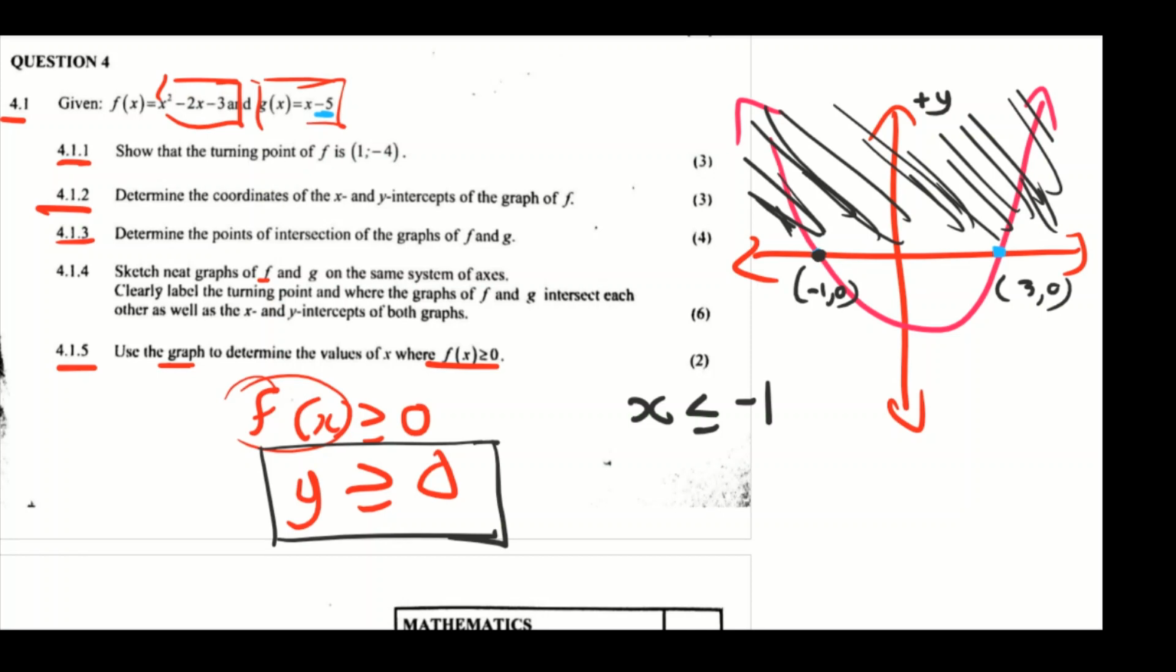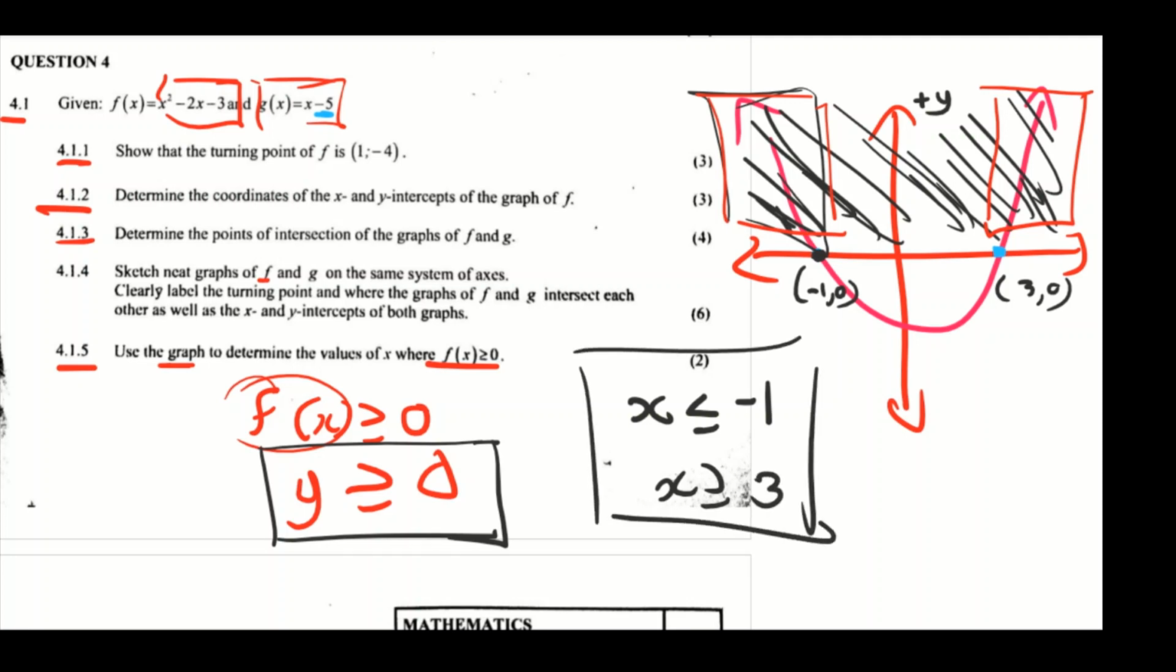When it's less than, it's up, right? In terms of the graph, it's this point. We're talking about this point. When x is less than minus 1, my y values are positive. The same here. When my x is greater or equal to 3, my y values are positive. So these are your solutions of x that you're looking for, right?